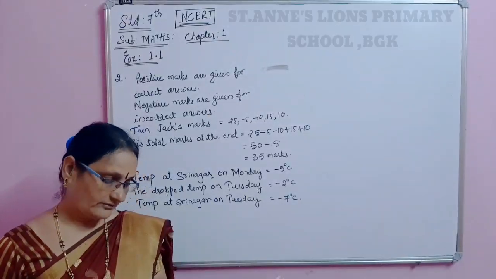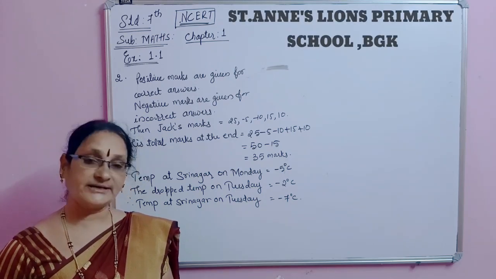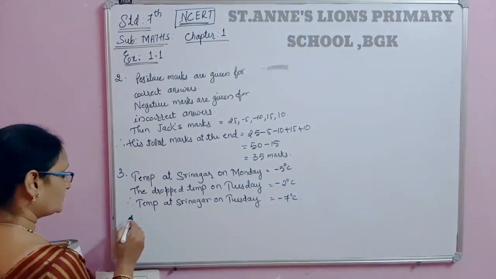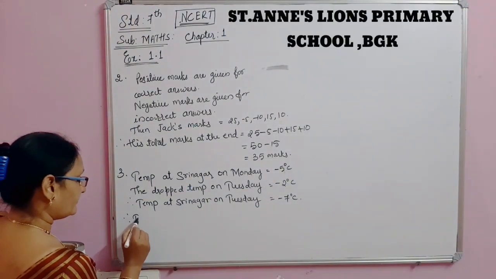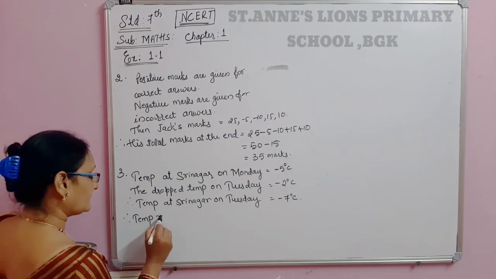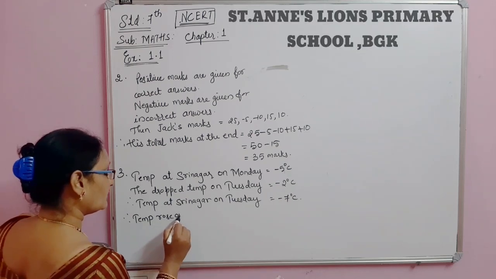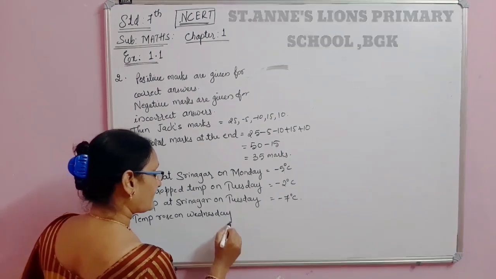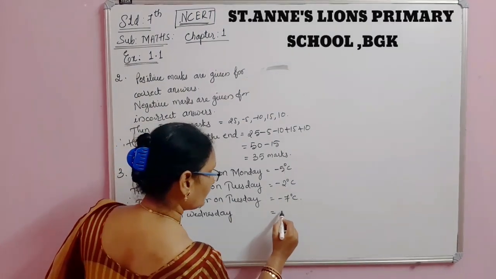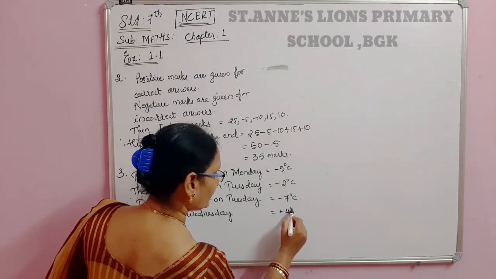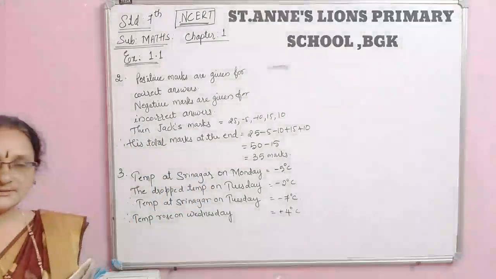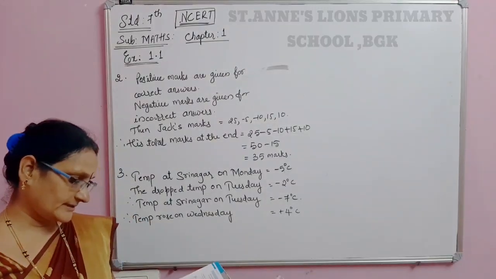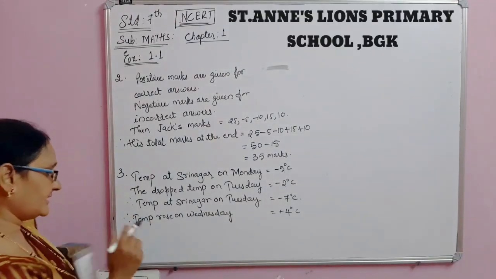Then on Wednesday it rose by 4 degrees Celsius. Again on Wednesday it is rising. Rising means plus. So the temperature rise on Wednesday is equal to plus 4 degrees Celsius. Rose means rising up, that is plus. How much is it? 4 degrees Celsius. What was the temperature on this day?